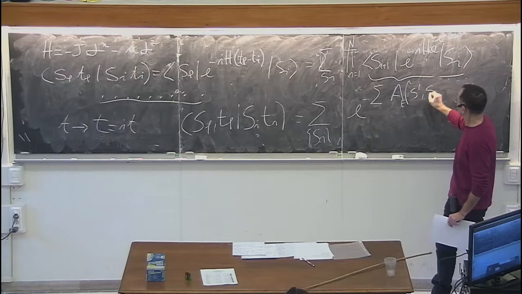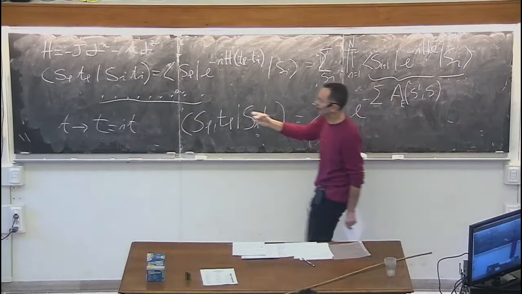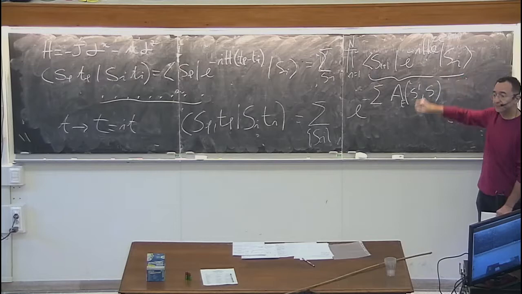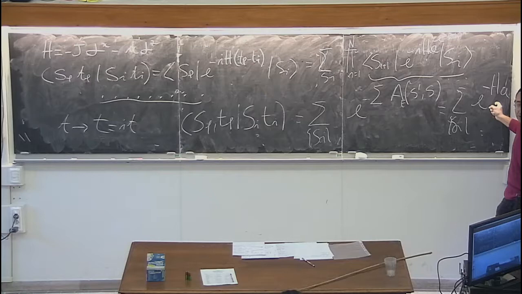Okay? Then if you do the calculation, and this I leave as an exercise, because it's very simple, you need to consider this simple Hamiltonian, try to do this calculation, in the limit a goes to 0. What do you get? You get the sum over s of e to minus H classical, and this H classical is the Hamiltonian of the Ising model. Okay, so I don't repeat the calculation because it's analogous to the calculation we did before.